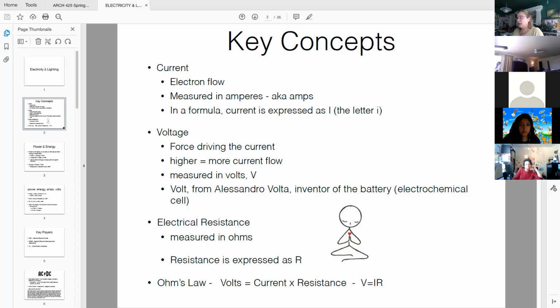So that's the current. The second concept is voltage, and this is the force. This is the power behind pushing the current, the amps, down the tube, which is the wire. So the stronger it is, the faster the current is flowing. And the force, which is the voltage, is measured in volts. Pretty straightforward. We've come across the concept of volts before. I'm going to tie this a little bit into some PV concepts we went over last week.